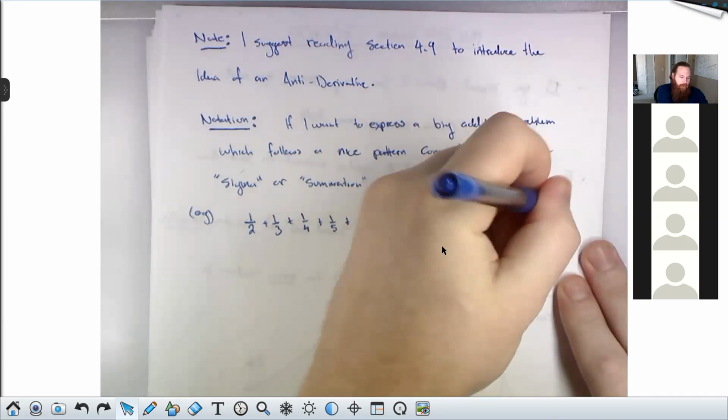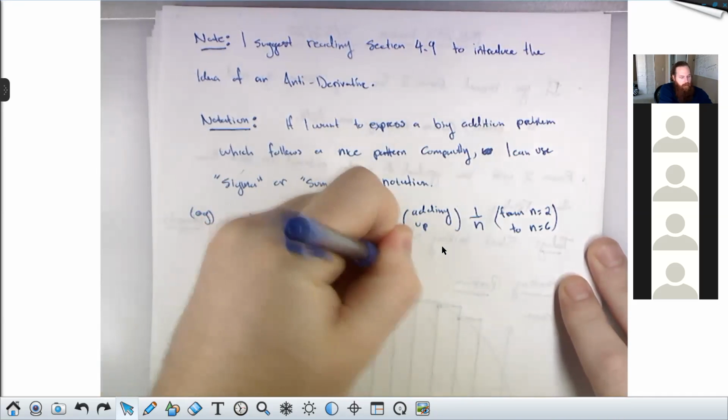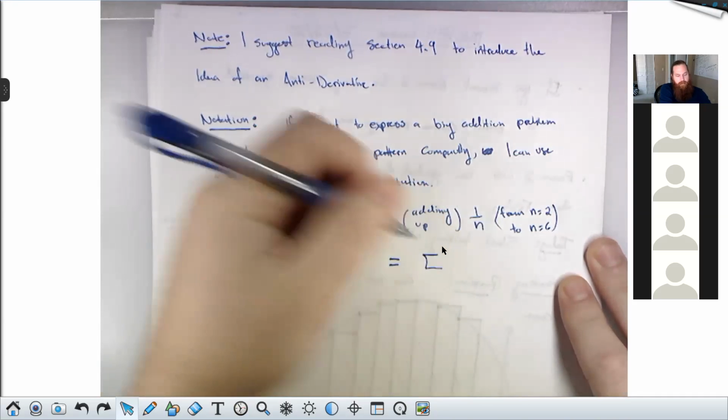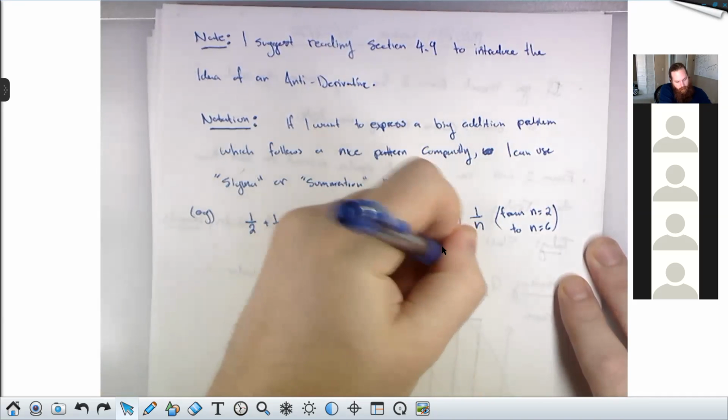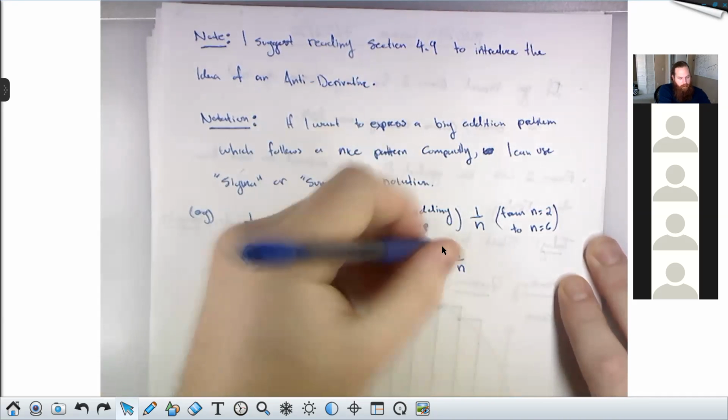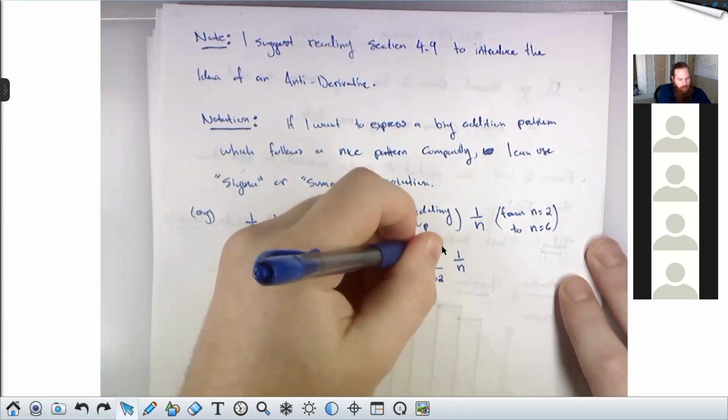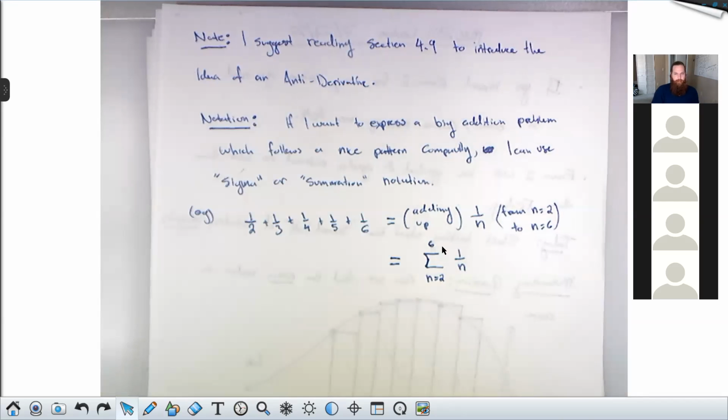And there's a special notation for this. The notation is capital sigma, that's the Greek letter sigma, 1/n, and then you put from n equals 2 to n equals 6 over here. So the thing you're adding up goes over here. The range over which you are adding those things up go on the bottom for the start and on the top for the end. And then you've got this capital Greek sigma here. That's the Greek S, standing for sum or summation.